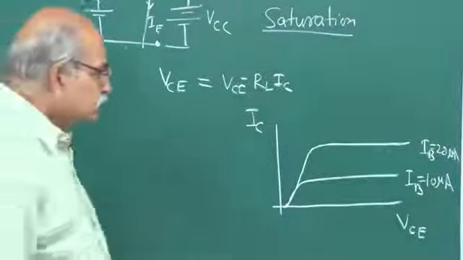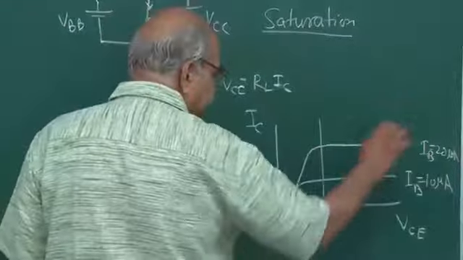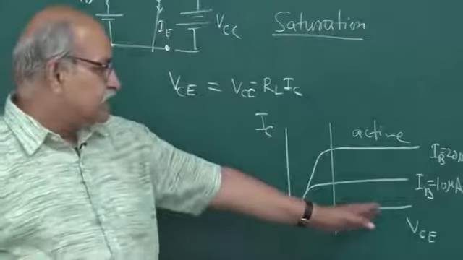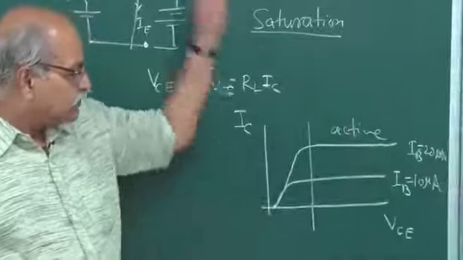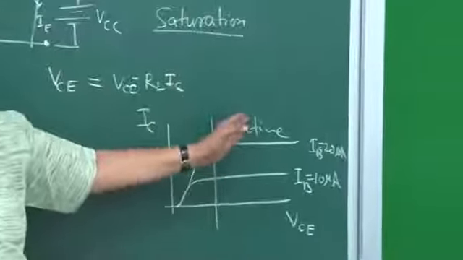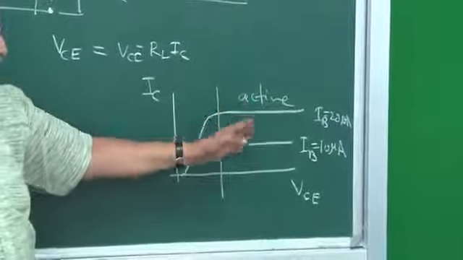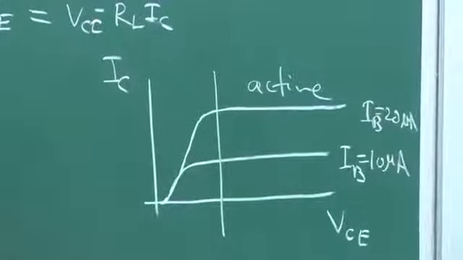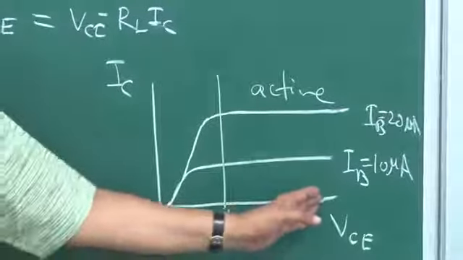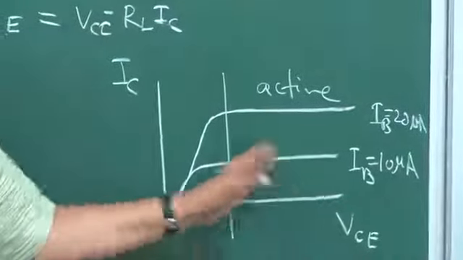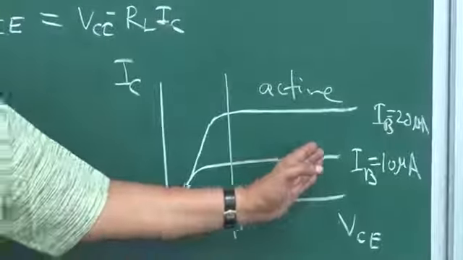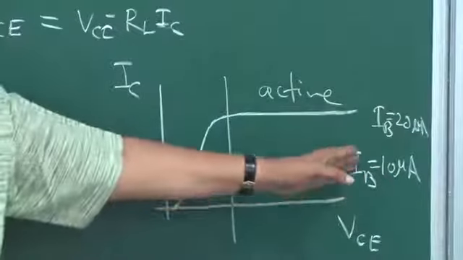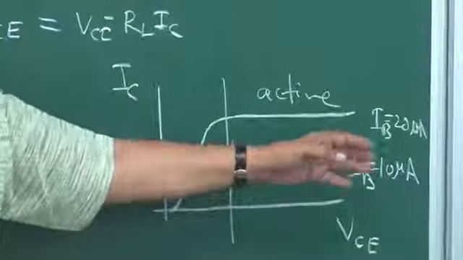And here, this is the active region. This side is the active region, where the VCE is so large that this base collector junction is very nicely reverse biased, and it is following that IC by IB equal to constant. So even if you increase or decrease this VCE a little bit, the IC remains the same because IB remains the same. So it is decided by IB. The collector current is decided by IB. That is how it should be.